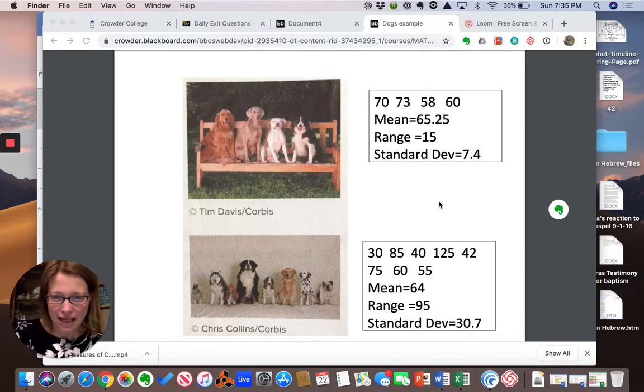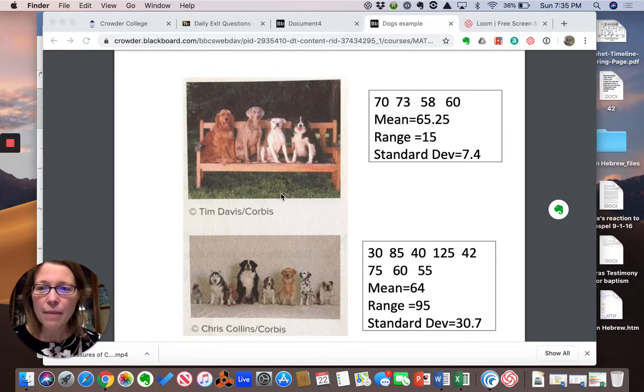The bottom set of dogs is much more spread out. But the mean weight of the bottom set of dogs is pretty close to the mean weight of the set of dogs on top, 64 pounds, just 1.25 pounds off. However, these two sets of dogs are really different.